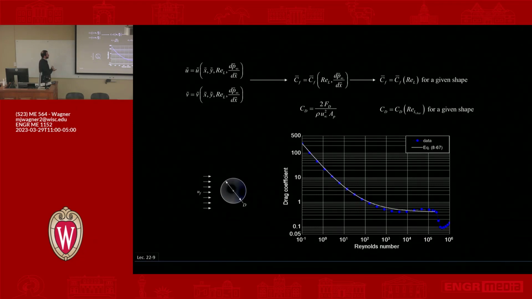So the characteristic length for flow over a sphere is the diameter, I guess. For this correlation, you have the Reynolds number that you compute based on the diameter. You have the pressure gradient, which is, again, something that's probably going to be given to us, or we just assume is small. So you end up with this average friction coefficient, which is just a function of Reynolds number for our given shape.